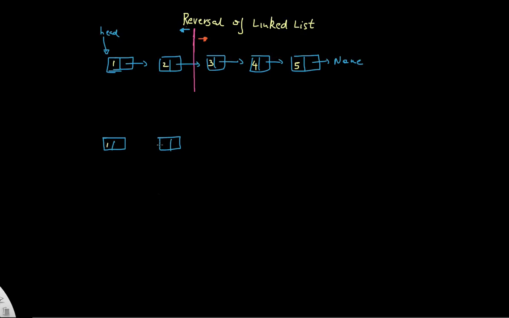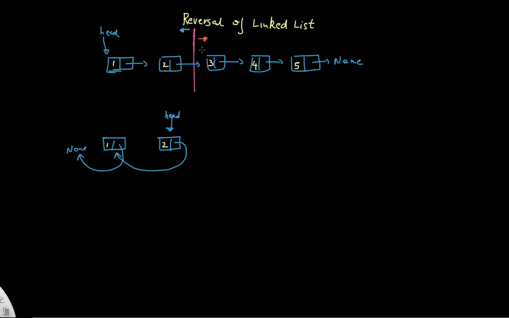I have got my 1 and my node 2. Because I'm proposing that everything has been reversed here, the next of node 2 should be pointing at 1, and the next of 1 should be pointing at None, assuming that this has been reversed. And head at this point should be pointing at node 2.